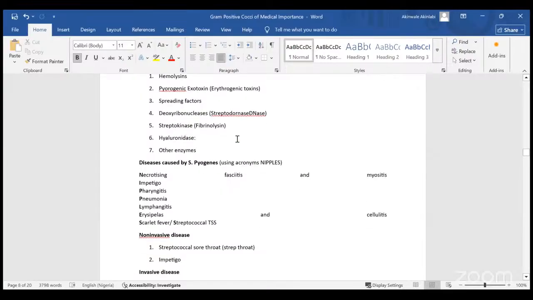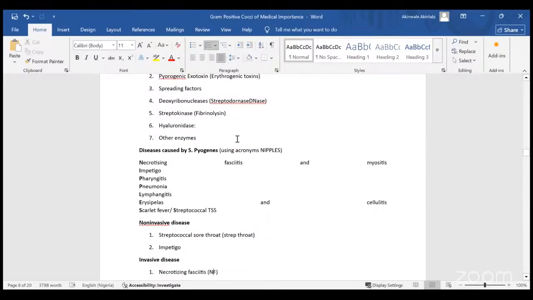Then diseases caused by Strep pyogenes, use the acronym NIPUS. You will see, you will get the disease. The first one is necrotizing fasciitis and myositis. The second one is impetigo. The third one is pharyngitis. The fourth one is pneumonia. The next one is lymphangitis, till you get to scarlet fever and cellulitis.